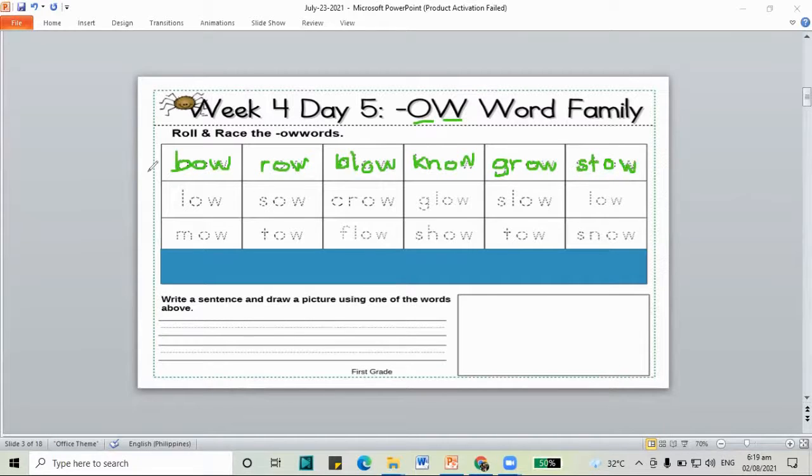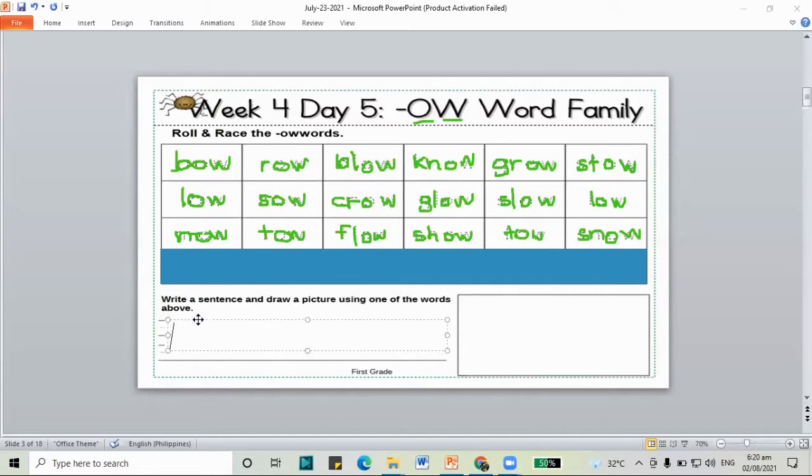How about the next set? We have the word low. So, crow. Glow, slow, low, mole, tall, flow, show, tall, and the word snow. So those are the O words at the end.